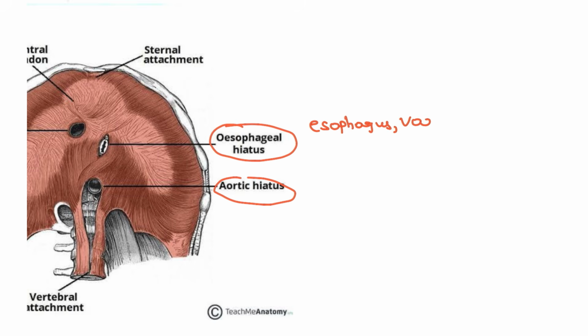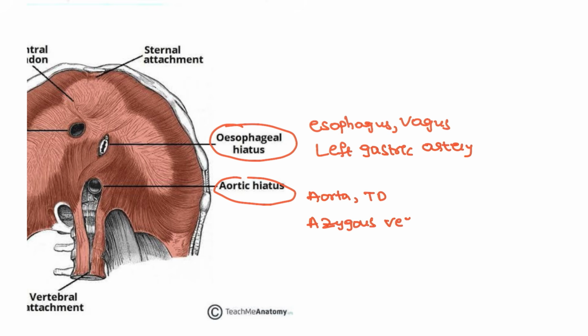In the esophageal hiatus, first the esophagus, and along with that there are the vagus nerves and the left gastric artery. In the aortic hiatus, aorta, thoracic duct, and most importantly the azygos vein. These three structures pass through the aortic hiatus.